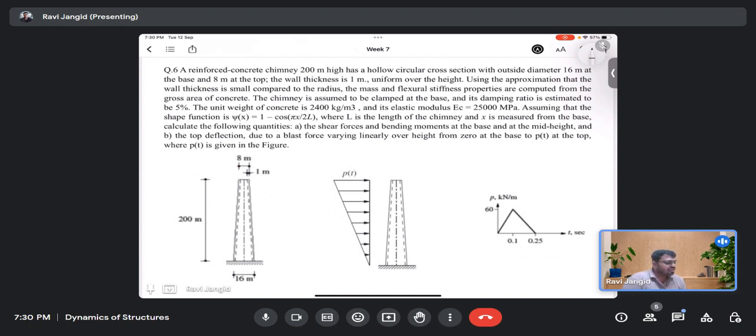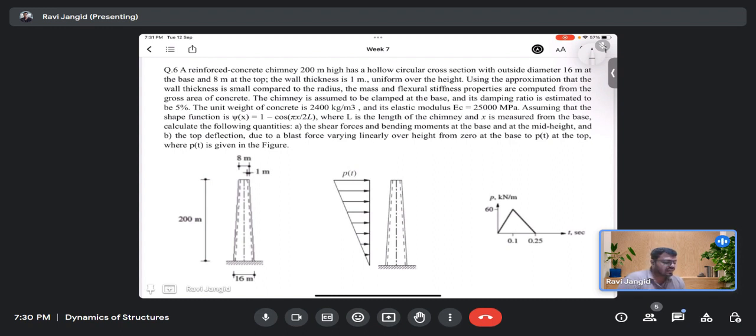Using the approximation that the wall thickness is small compared to the radius, obviously 1 meter is very small compared to the 16 meter. The mass and the flexural properties are computed from the gross area of the concrete. The chimney is assumed to be clamped at the base, fixed at the base, and the damping ratio is 5%.